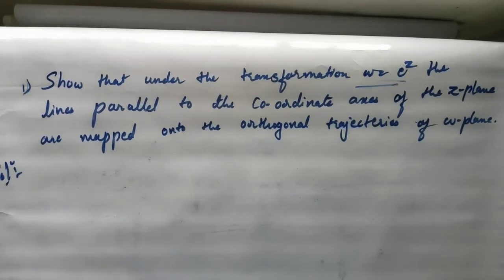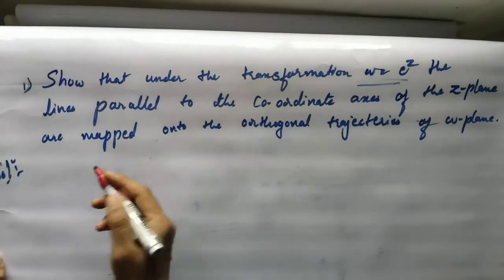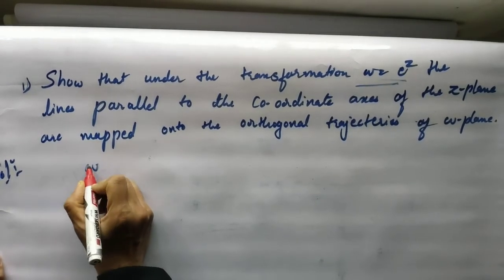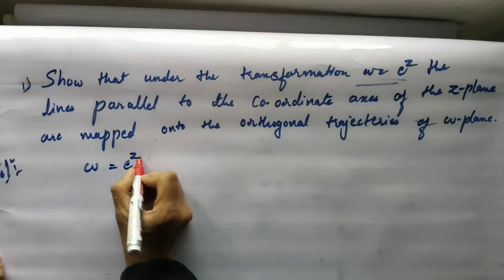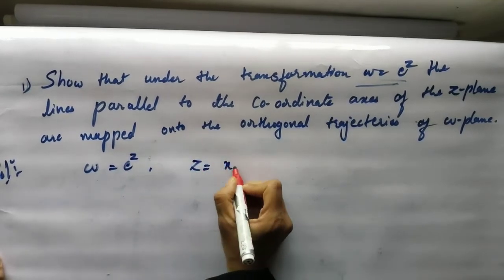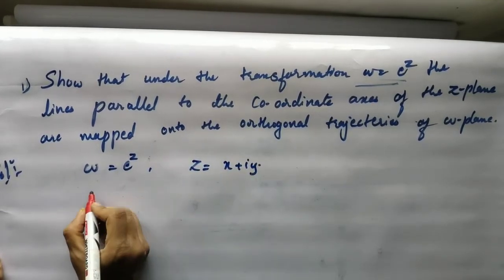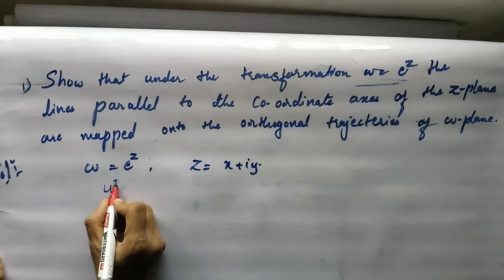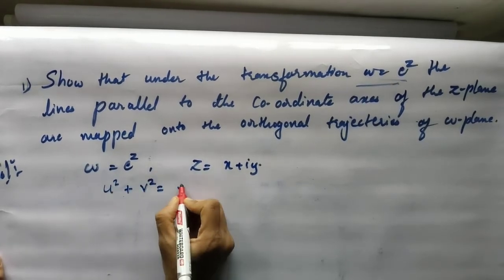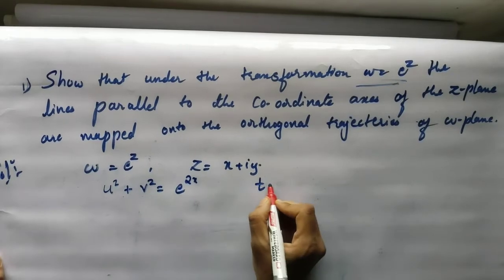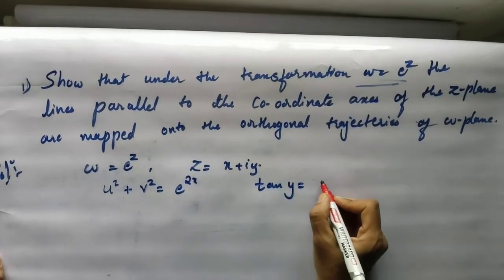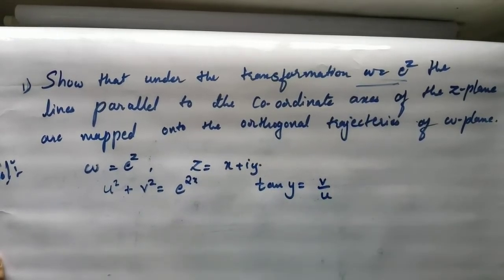So let's begin the solution. We have already done half of the solution in my previous part, because we know that we have the transformation w is equal to e to the power z. If we put z is equal to x plus iy, we got the relation between u and v like this: u square plus v square as e to the power 2x, and we also got tan y is equal to v by u, right?